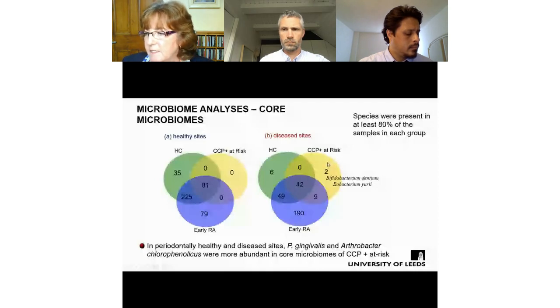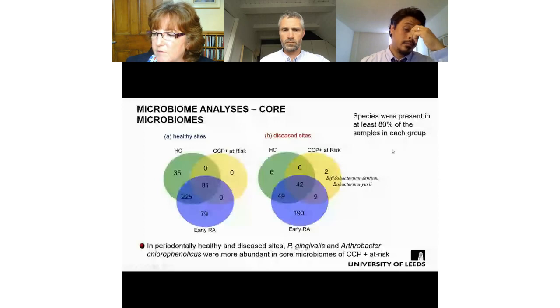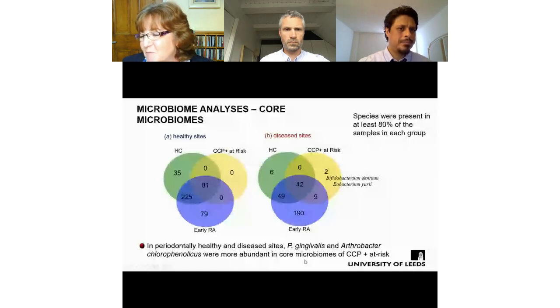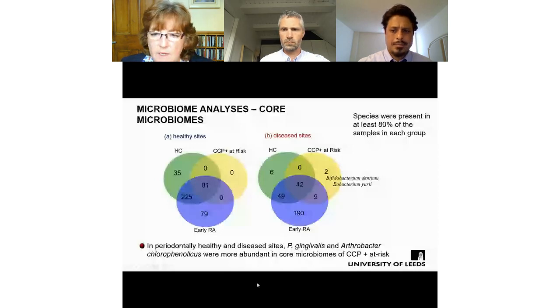Similarly, in the disease sites, we get a high level of commonality between the three groups, a lot of members of the core microbiomes in the early RA group, and very few that are uniquely within the CCP at-risk group. So in the periodontally healthy and disease sites, P. gingivalis and Arthrobacter phenolicus were more abundant in microbiomes of the at-risk group. So again, we're seeing differences here that stand out with the at-risk group.